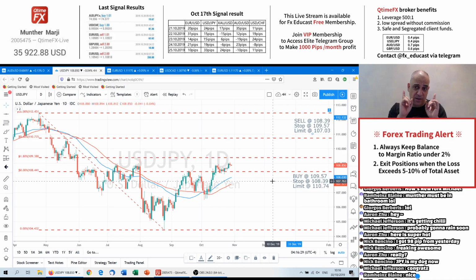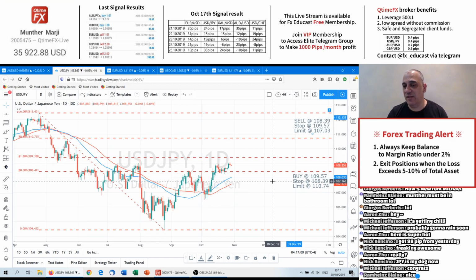Okay, remember to use good risk management skills, because the stop here is more than 100 pips, so you need to lower your trading size. You really need to do so. Don't use the same trading size that you always use for this trade. Okay, guys, so sell at 108.39, stop 109.57, limit 107.03. This is the short recommendation for today.